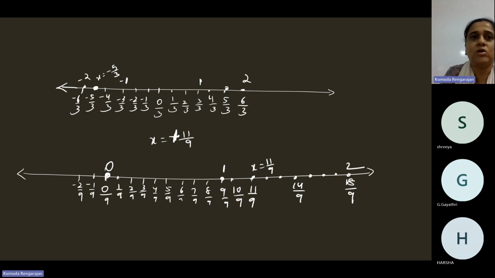On the other side, to the left of 0, minus 1 by 9, minus 2 by 9, minus 3 by 9. Minus 9 by 9 is minus 1. Then minus 18 by 9 will be minus 2 and so on. So you'll have to mark considering the denominator of the solution. Take the markings considering the denominator of the solution. All right. Is that clear? Yes. Okay.